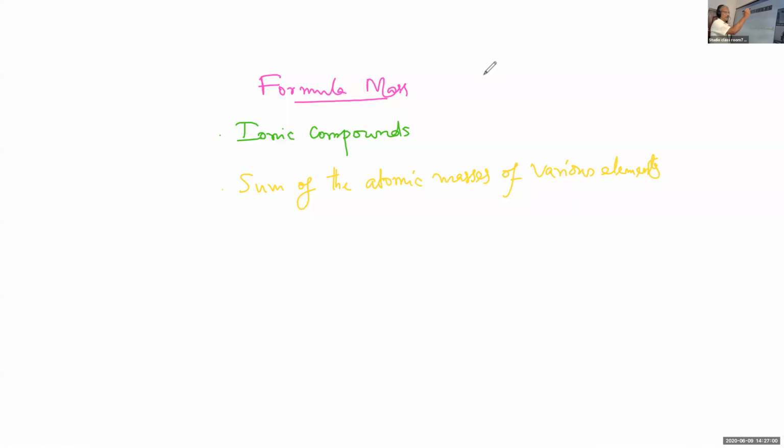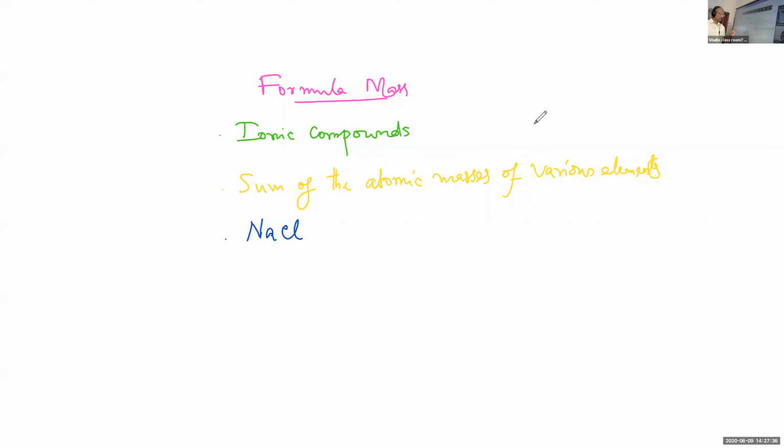Say, for example, you take the formula of sodium chloride. As you know, sodium chloride is composed of sodium Na plus ions and Cl minus ions. The formula of sodium chloride is NaCl. Actually, it is not NaCl. If you are writing the formula like this, you may feel that sodium chloride is composed of sodium atoms and chlorine atoms. No.